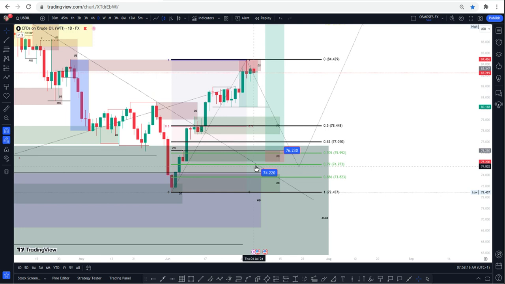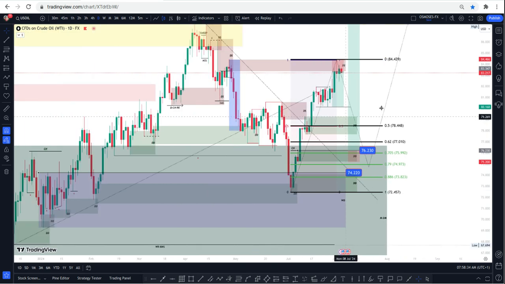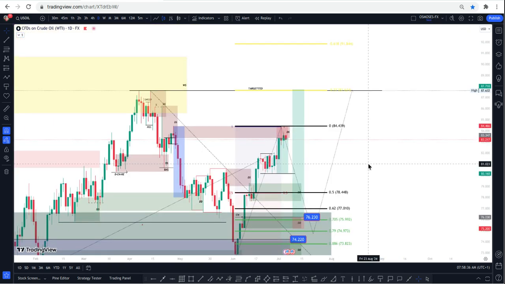My stop loss used to be below here, but I'll go down to the 1 hour and wait for the first 1 hour change of character. The sweep and the change of character, most times it can just deceive you. So I would love to see the sweep, change of character, then we're in. Alright, that's that on US oil.